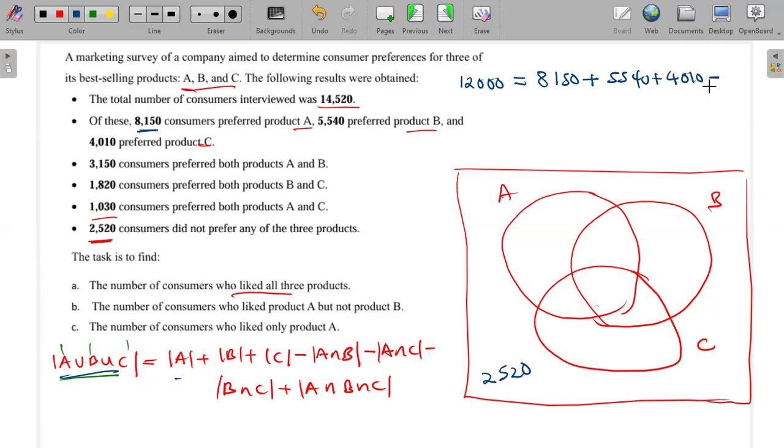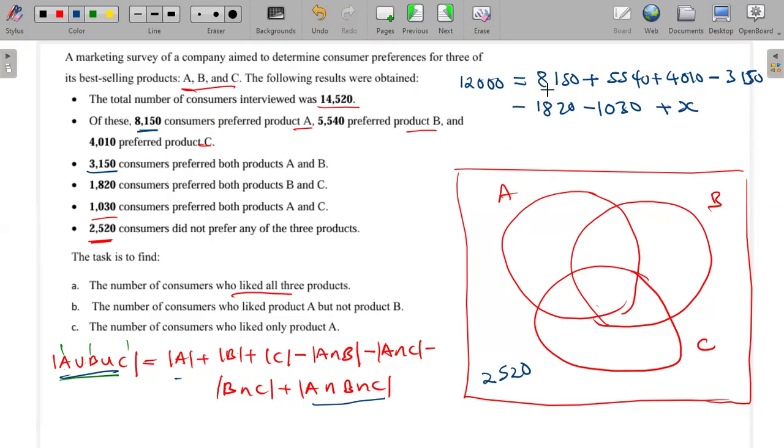And then what is A intersect B? We have there 3,150, and then minus B and C, you have 8,020, and then minus 1,030. So you have those there. Okay, and then next, your triple intersection has not been given in the question. So we're going to take that as X, because actually here they're asking for the number of consumers who like those three products, which is what we're trying to find.